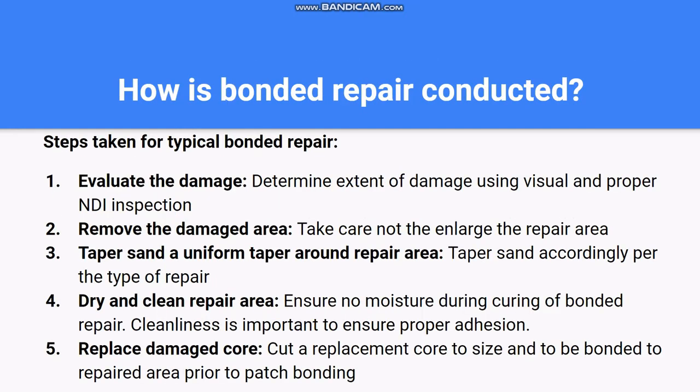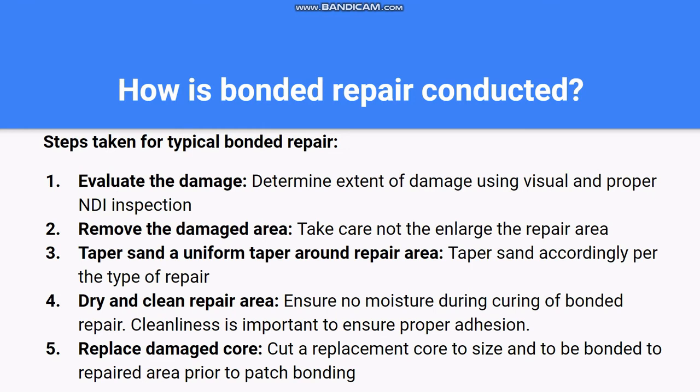Okay, so how is bonded repair conducted? Steps taken for typical bonded repair are: first, evaluate the damage. Determine extent of damage using visual and proper NDI inspection. Secondly, remove the damaged area. Take care not to enlarge the repair area. Next is taper sand a uniform taper around repair area. Taper sand accordingly per the type of repair.